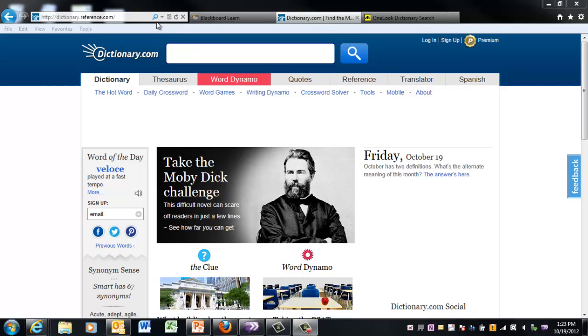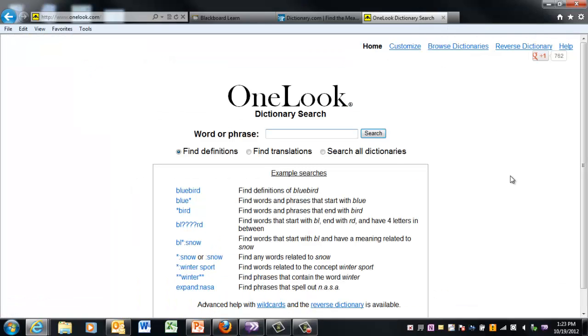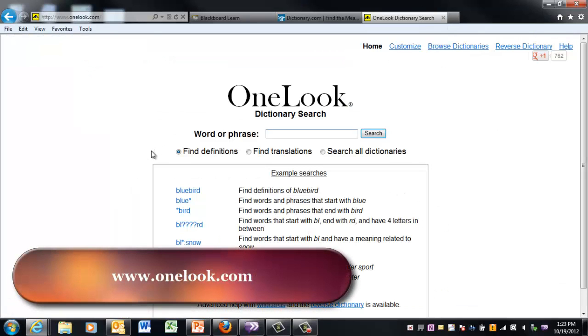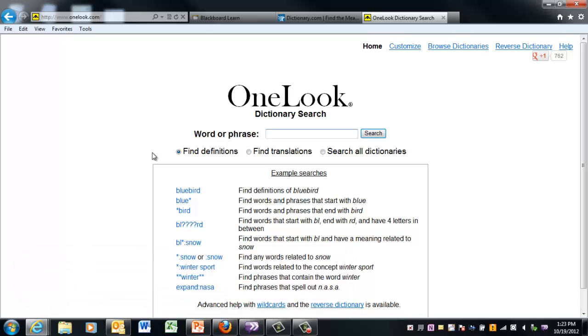There is the standard dictionary.com, which you can see in front of you right now, or there is also a website called One Look Dictionary, and that is simply www.onelook.com. In both of these dictionaries, the first thing you are going to want to do is type in the word or phrase that you happen to be looking for. So maybe we're looking for the word nervous.